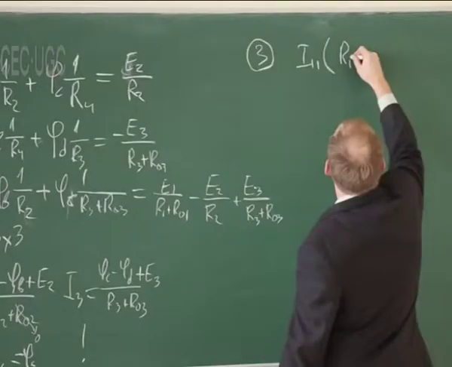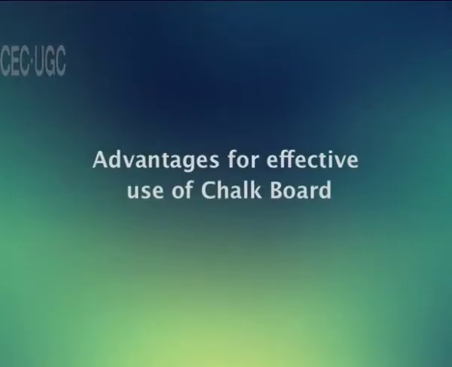Chalkboard. It is a simple, non-projected, and universally used visual teaching aid, which comprises a board and a chalk piece. The advantages for effective use of chalkboard are: number one, it serves as a mirror through which students will visualize all about the teacher's mind regarding the lesson in hand, his way of explaining, illustrating, and teaching.